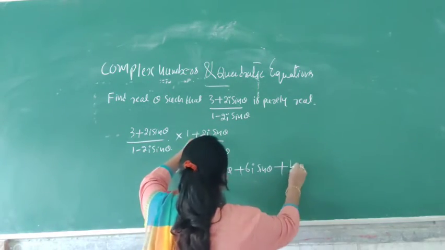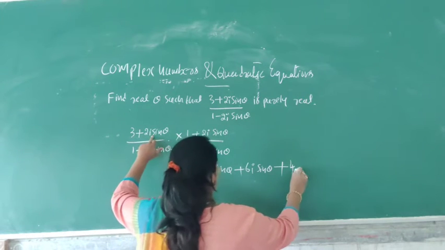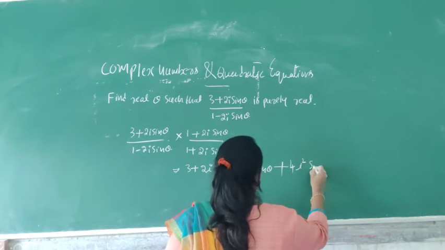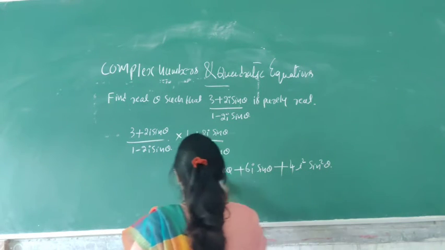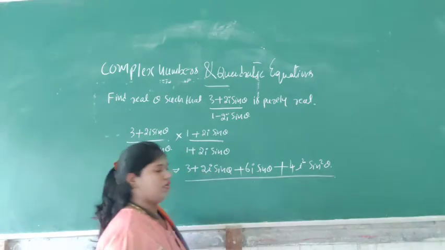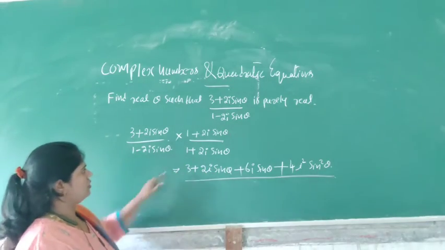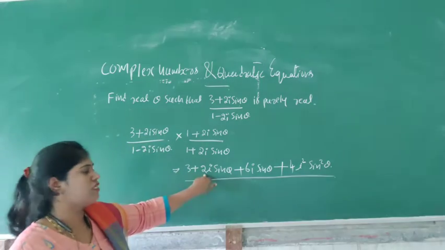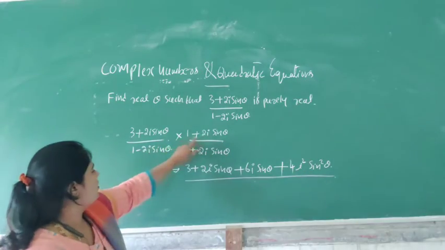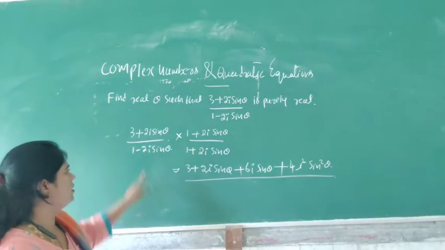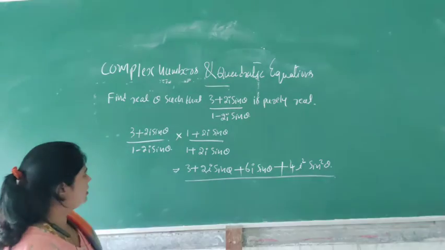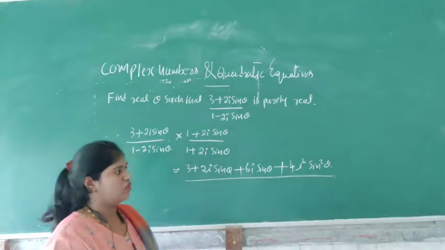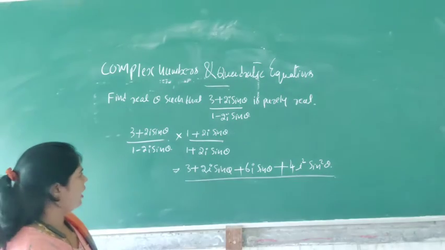Plus 2 2s are 4. i into i is i square, sin theta and sin theta is sin square theta. Okay. This is like this. 1 into 3 is 3, plus 1 into 2i sin theta is 2i sin theta, plus 3 2s are 6i sin theta, plus into plus 2 2s are 4i square sin square theta. The multiplication of the numerator is like this.